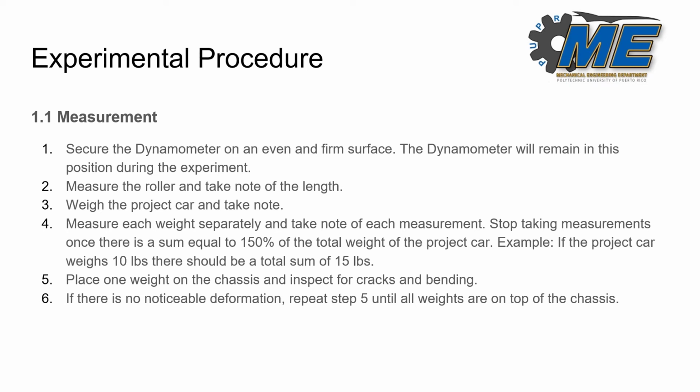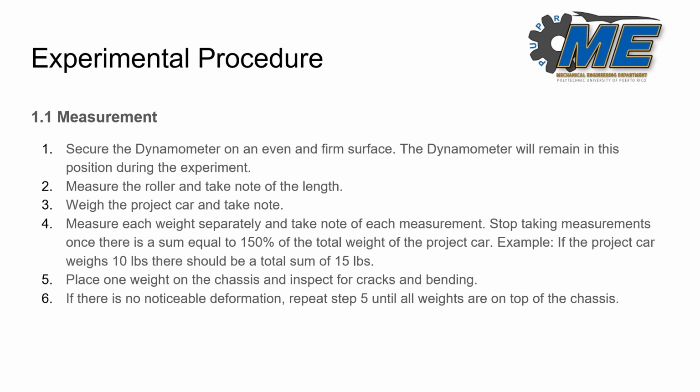For the measurement experimental procedure, first we will secure the dynamometer on an even and firm surface. The dynamometer will remain in this position during the experiment. Then we will measure the roller and take note of this length. We will weigh the project car and take note. Then we will measure each weight separately and take note of each measurement. Stop taking measurements once there is a sum equal to 150% of the total weight of the project car. For example, if the project car weighs 10 pounds, there should be a total sum of 15 pounds.